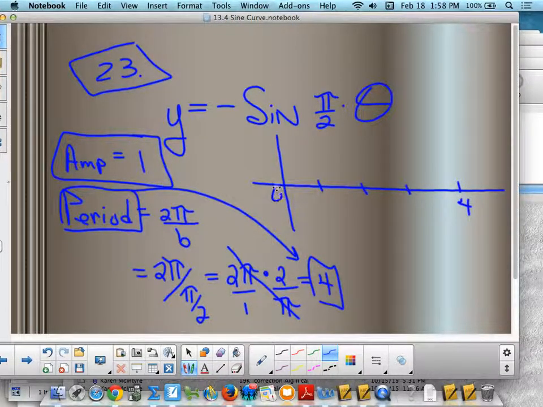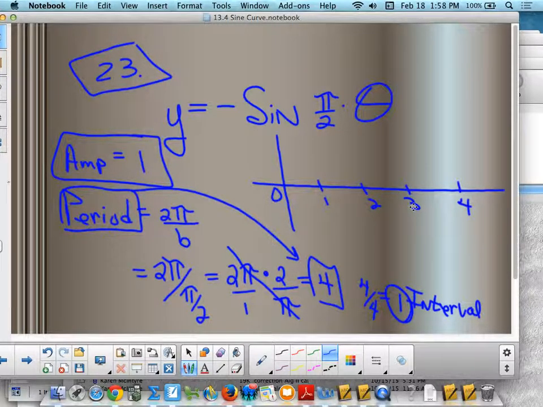Now, on your graph paper, you should have already probably done this. Right? You're going by ones. This one's pretty simple. You take your period, you cut it into 4 equal parts, which means the interval is what? 1. So, interval 1. 1, 2, 3, 4.